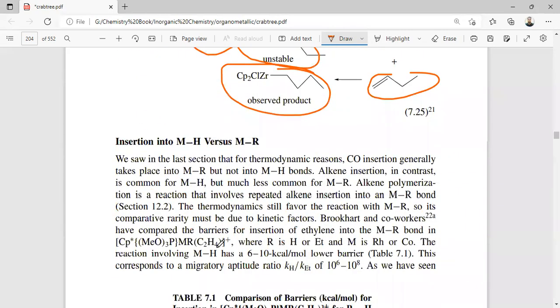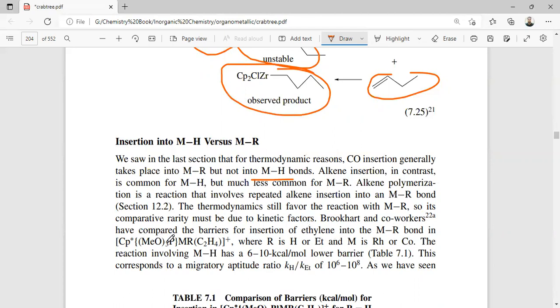So, insertion into the MH versus MR bond. We saw in the last section that for thermodynamic reasons CO insertion generally takes place into the MR bond, not the MH bond. Alkene insertion, in contrast, is common for the MH bond but less common for the MR bond. Alkene polymerization is the reaction of repeated alkene insertion into the MR bond. So thermodynamics will favor the reaction with the MR bond, so the preference must be due to a kinetic factor.